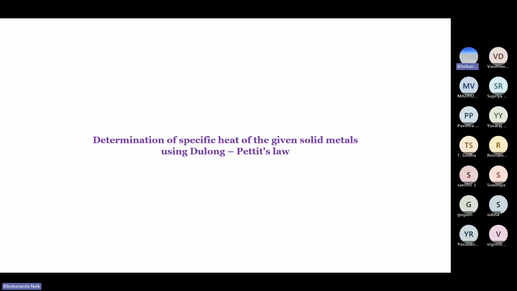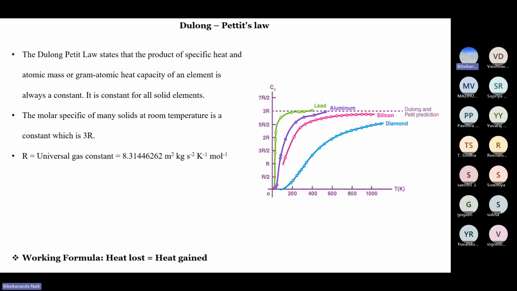So basically, what is Dulong and Petit's law? According to Dulong and Petit's law, the product of specific heat and atomic mass of an element is always constant, and it is more or less constant for all solid elements, either metal, non-metal, or other.